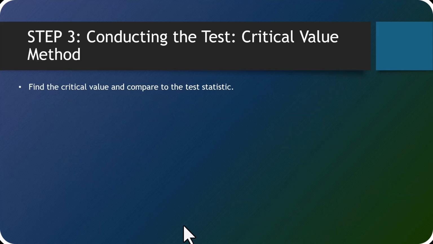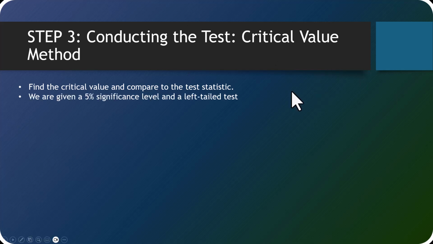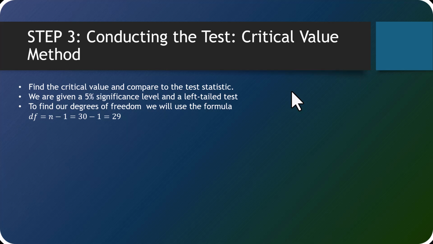Okay, so let's start with the critical value method. So if you find the critical value, then you want to compare it to the test statistic. So how do we find a critical value? Well, we are given a 5% significance level, and we know we're going to have a left tail test because of that alternative hypothesis that said that mu sub d would be less than 0. That tells us we have a left tail test. And then remember, this pesky t-test asks us for this additional piece of information, which is the degrees of freedom. So we have a sample size of 30. 30 minus 1 is 29. So we have 29 degrees of freedom.